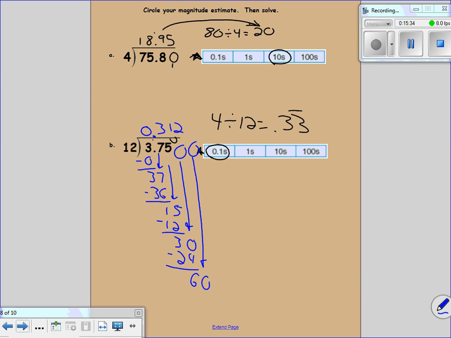How close can 12 go into 60? 12 times 5 equals 60. Subtract, I got a 0. So if I round these to the nearest hundredth, that would be 0.33. That's even closer than what we have up here. Okay. That's why I want you to do magnitude estimates, because right away I think a lot of you would have put 3 for this answer. 12 divided by 3 equals 3, but 4 divided by 12 equals 0.33.